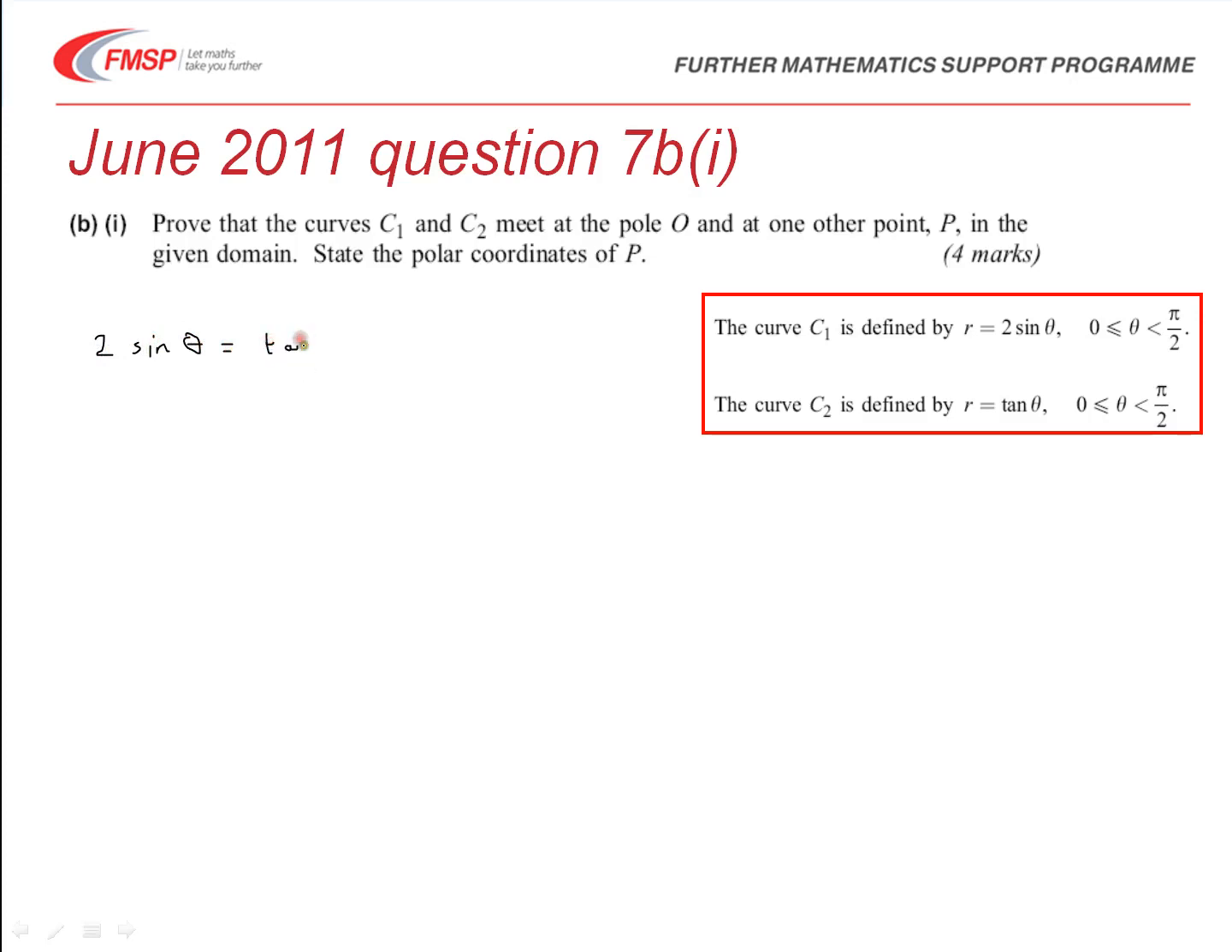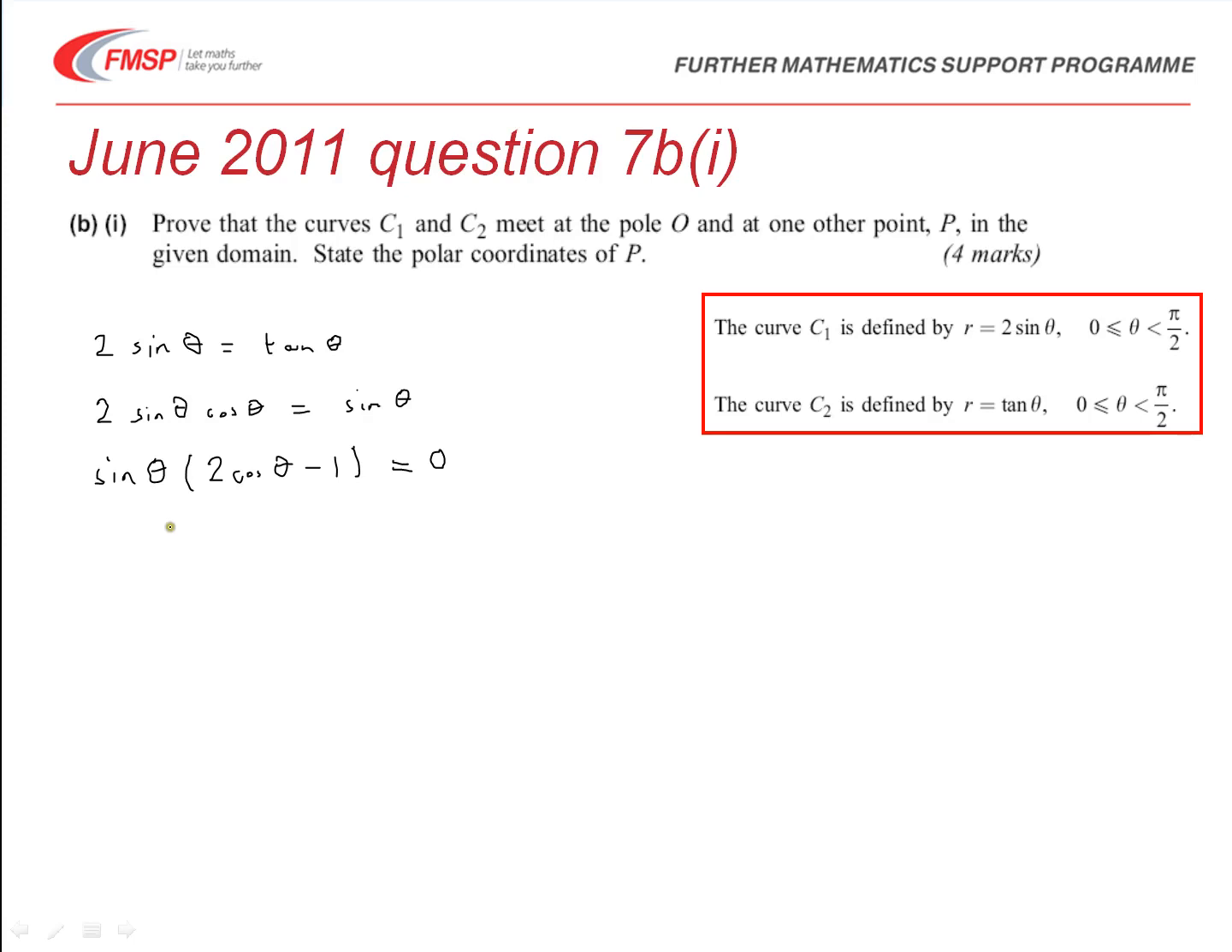And of course we can remember that tan theta is sine over cos theta, so if we multiply through by cos theta, we get twice sine theta cos theta, and that will equal sine theta. So now we can take that sine theta across to the other side and factorise the expression that we get, and so the sine theta will come out as a factor, and we will end up with 2 cos theta minus 1, and that will be equal to 0.